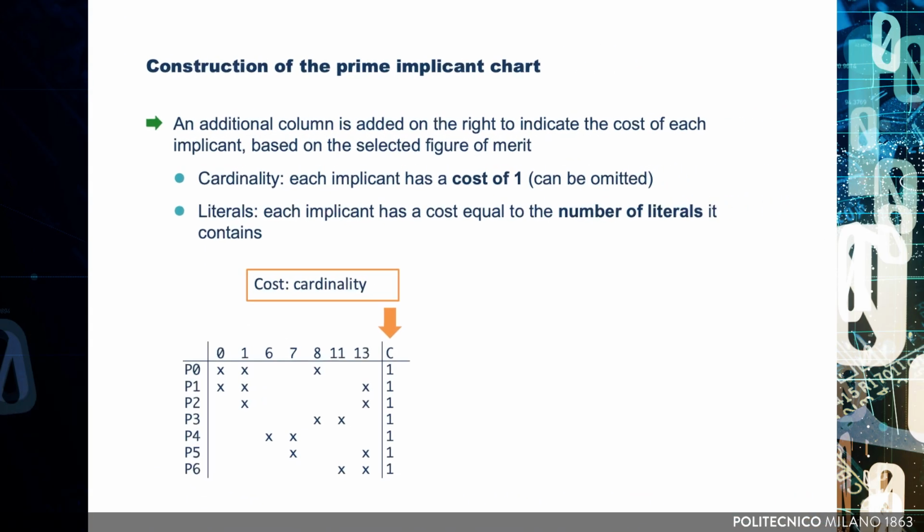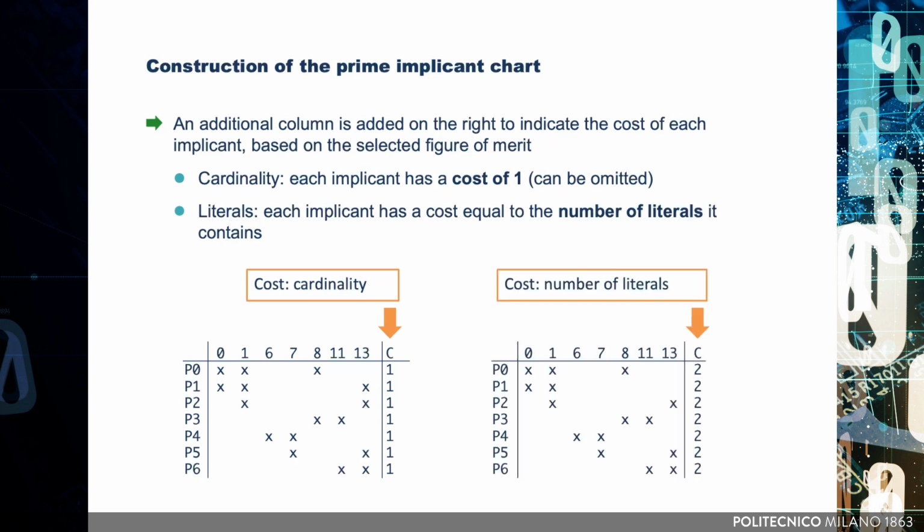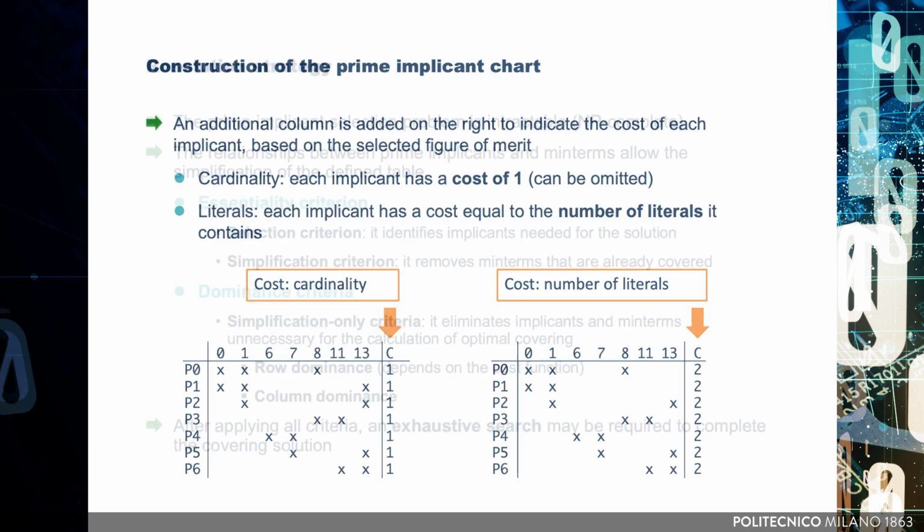Let's look at the considered example. In the first case, where the cardinality is used, the final column of the table consists entirely of ones, since each prime implicant has the same cost. In the second case, where the number of literals is used, you'll notice that each prime implicant has a cost of 2, because, as shown in the previous slide, in this specific example, each implicant is composed of 2 literals.